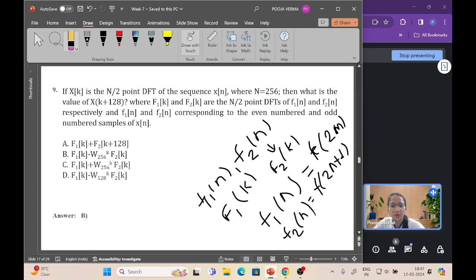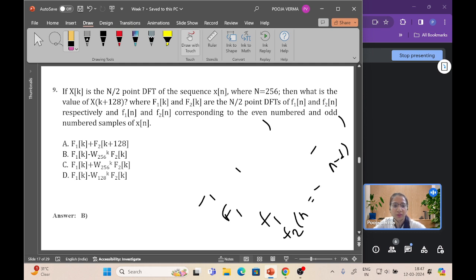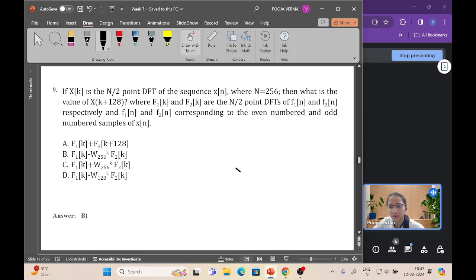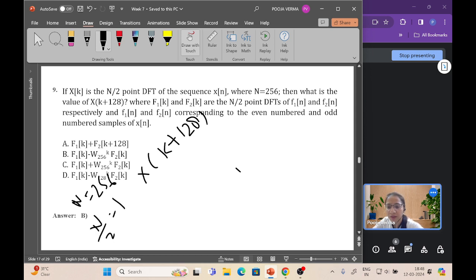We have solved the previous question based on that, but here a number is given, so we will solve it again. Okay, so what is the value of X(k + 128)? Since N is 256, N by 2 will be 128. So what will be the value of X(k + 128)?